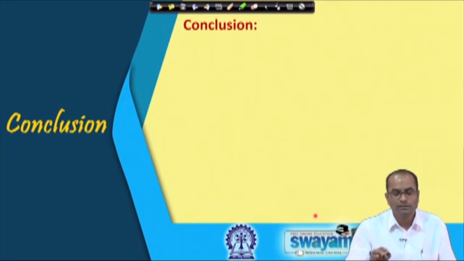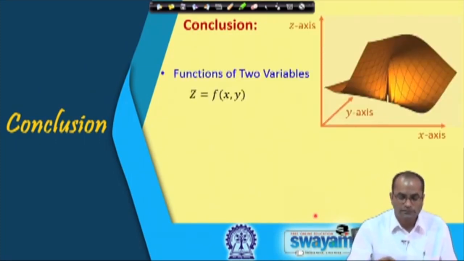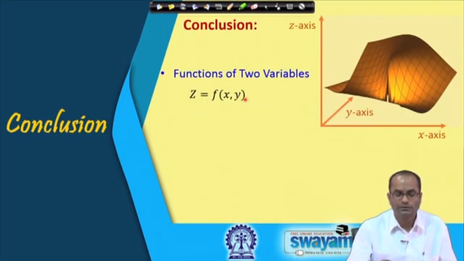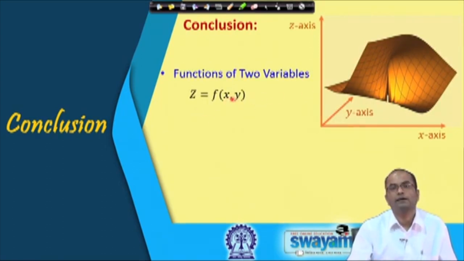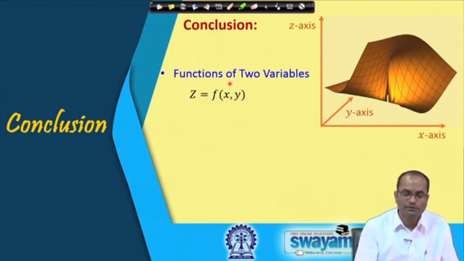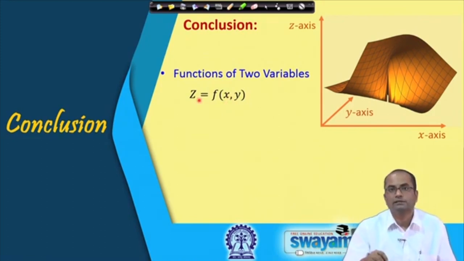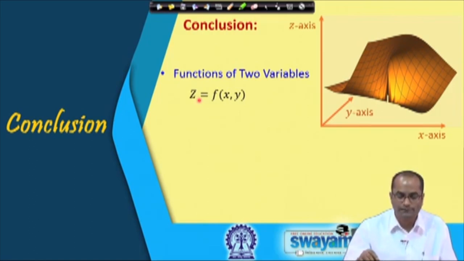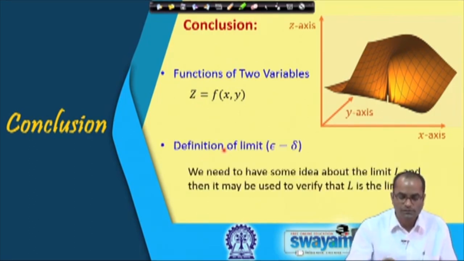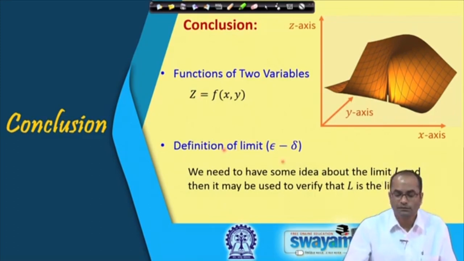So, now to conclude, we have discussed functions of two variables, mainly z equal to f of x, y. Here x and y are the independent variables, so they can take any values, and z depends on the functional value. We have also seen that such functions represent a surface in the x y z space. We have also discussed the definition of the limit, in particular the epsilon delta definition, which is very useful to prove that a given number L is the limit.